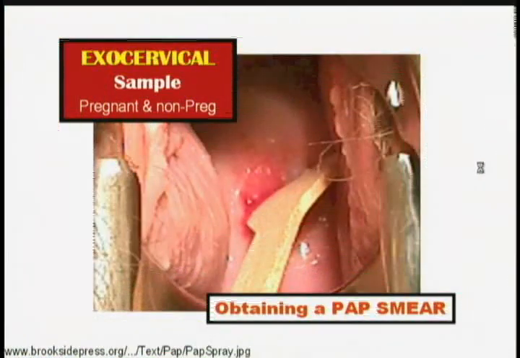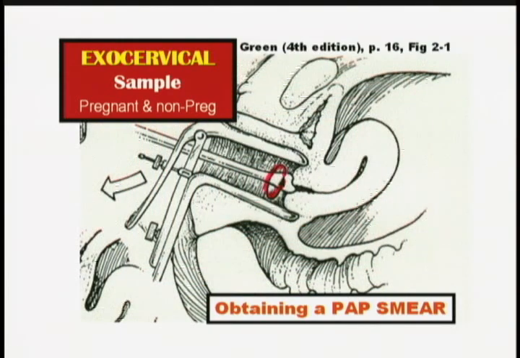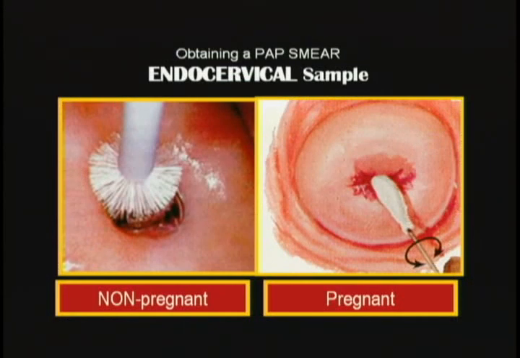All right, the two specimens. We use a spatula to obtain the ectocervical specimen. This is done the same way in pregnancy or in the non-pregnant. And here you can see with a sagittal view, we obtain the specimen by rotating the spatula. The endocervical specimen is obtained in the non-pregnant patient with a brush, and with the pregnant patient, we're going to use a cotton tip applicator because we want to minimize the bleeding.